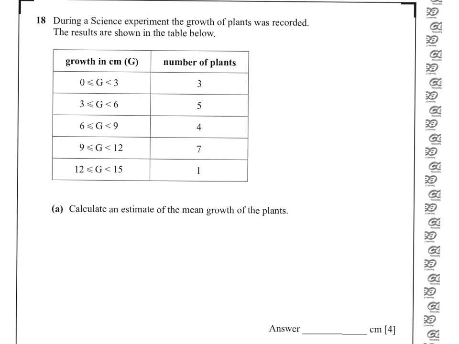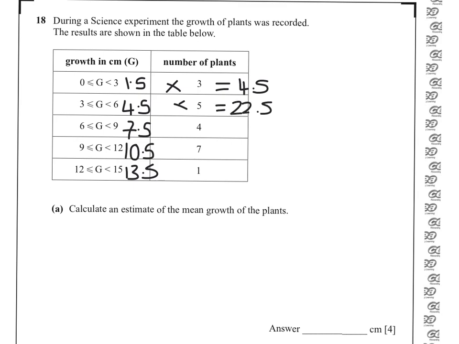Calculate a mean from a group frequency. The first thing we need to do is find the midpoint. 0 to 3, the midpoint is 1.5. 3 to 6 is 4.5. 6 to 9, 7.5. 9 to 12, 10.5. And 12 to 15, 13.5. That means that there are 3 plants at approximately 1.5, which in total is 4.5 centimetres growth. 5 plants at 4.5, which is in total 22.5 centimetres growth. 4 at 7.5, which is 30.